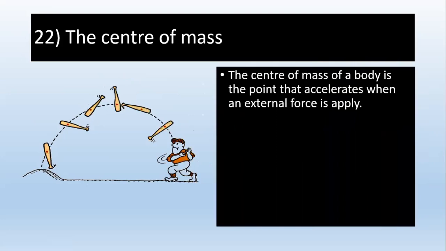The center of mass of a body is a point that accelerates when an external force is applied. Here, the external force is the weight, the force of gravity pulling it down. There's no rotation of the point; it is always there. This handle will rotate, but that center of mass doesn't rotate.